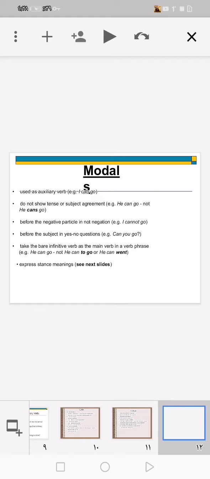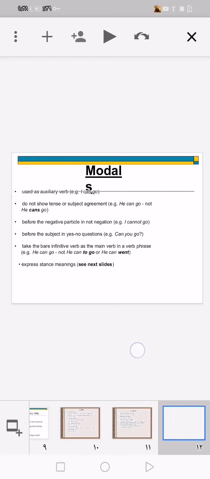Before the negative particle "not" in negation: I cannot go. Before the subject in a yes/no question: Can you go? These are the uses of the modal auxiliary verb "can". In yes/no interrogative sentences, we can place "can" before the subject: Can you go? In negative sentences, what happens? Add "not": I cannot go.